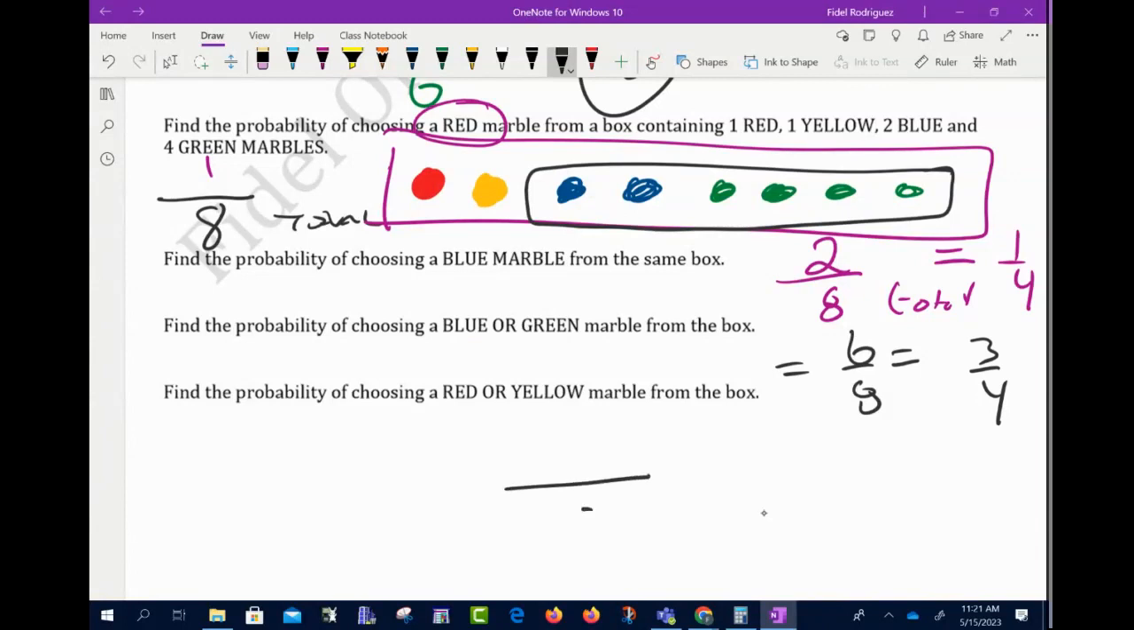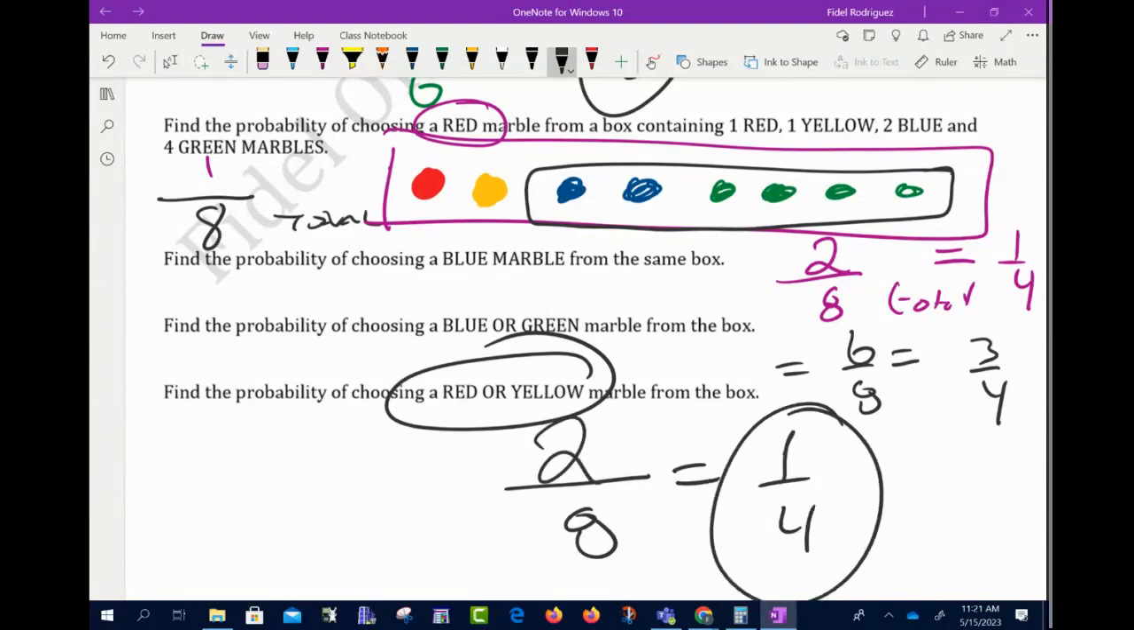Okay. Last one, y'all. 8 marbles total. How many are red or yellow? There you go. 2 out of the 8, 1/4. And there we go. Guys, what do you think about probability? Not too bad, right? What helps a lot is when you have a picture, because a lot of us, especially me, I'm a visual learner. So when I have that picture, it's easier for me to understand, right?